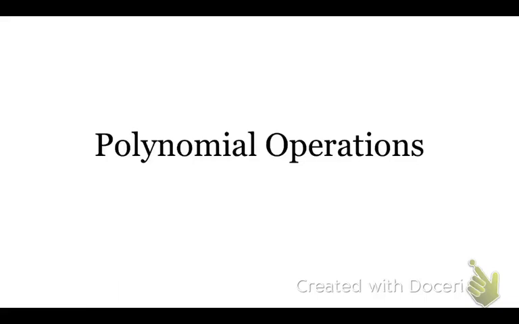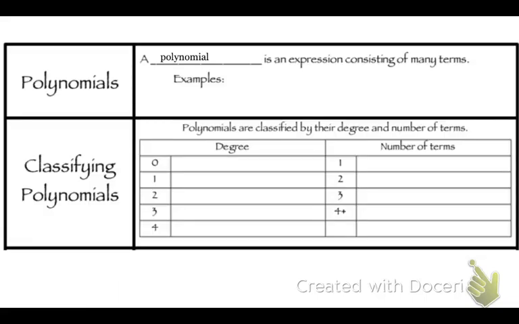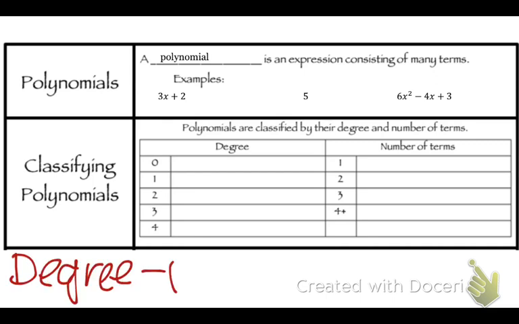Okay, polynomial operations. So a polynomial is an expression consisting of many terms. An example would be 3x plus 2, or 5, or 6x squared minus 4x plus 3. Okay, and polynomials are classified by their degree and number of terms. So degree, maybe write this down, degree is the highest power.